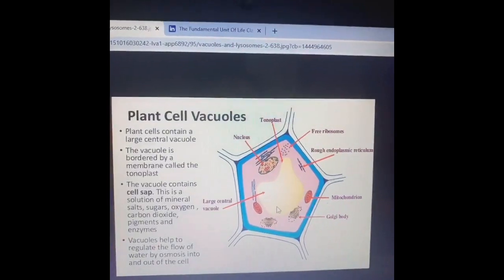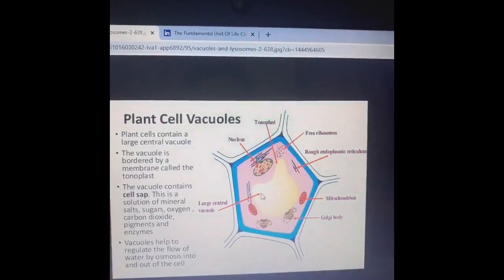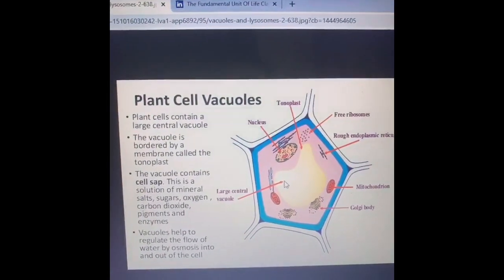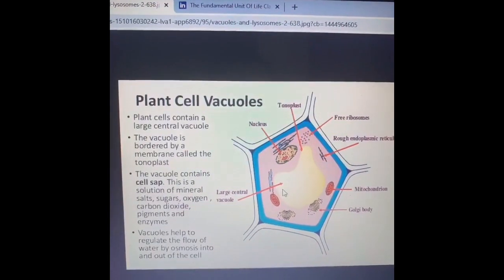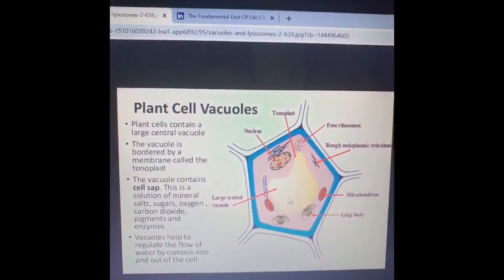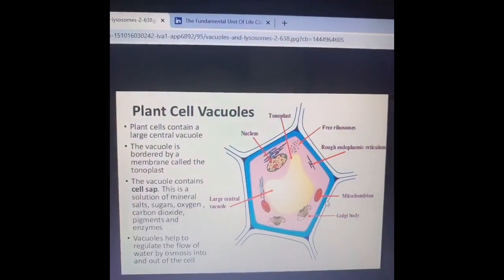Vacuole, since it occupies a large space in the plant cells, also helps a lot in osmosis, that is exchange of materials from one cell to the adjacent cells.